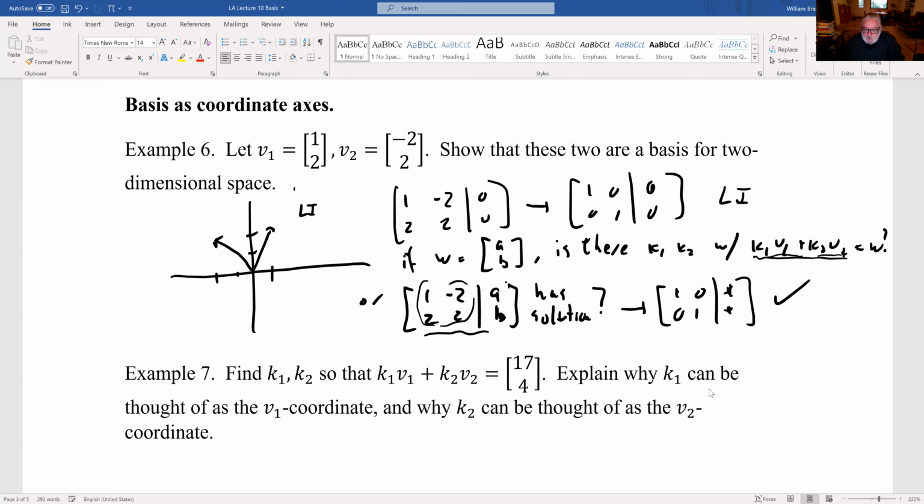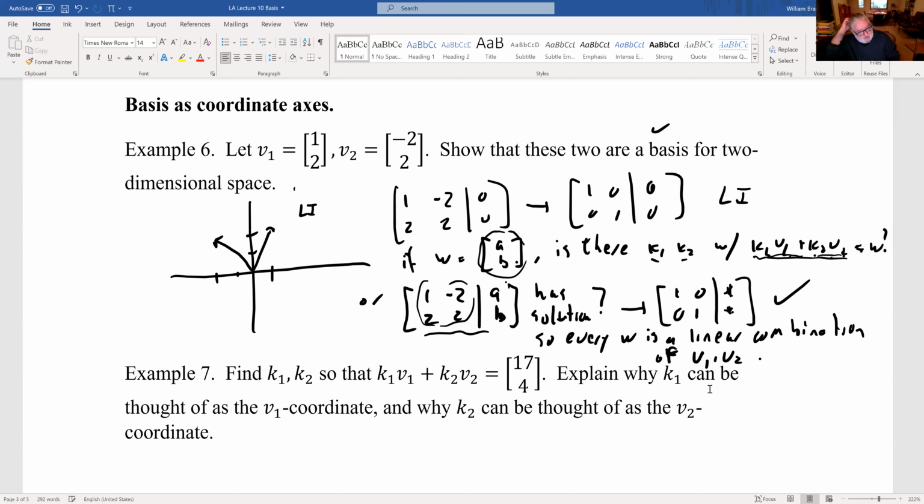In fact, it's K1 equals whatever this number is, and K2 equals whatever that number is. So no matter what W we pick, we can always find a K1 and a K2, so that K1 V1 plus K2 V2 equals W. So they span the entire 2-dimensional space. So it's a basis. So every W is a linear combination of V1 and V2.